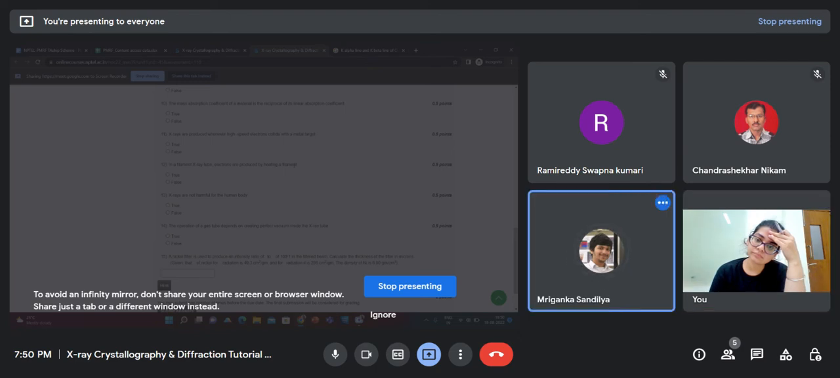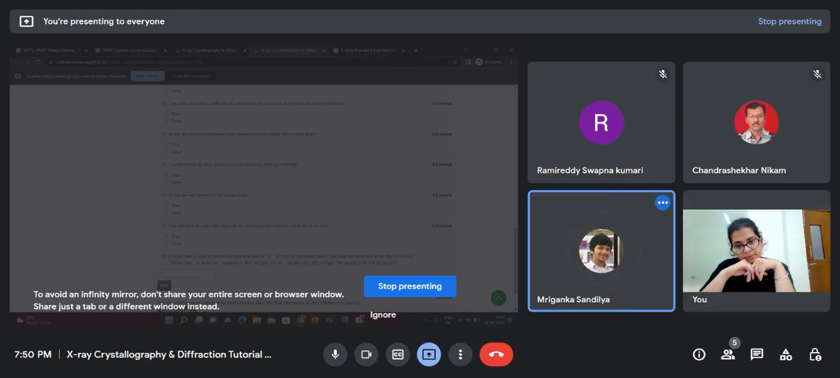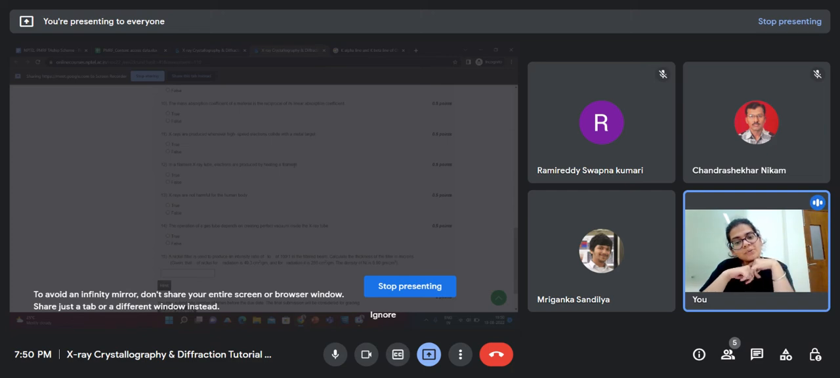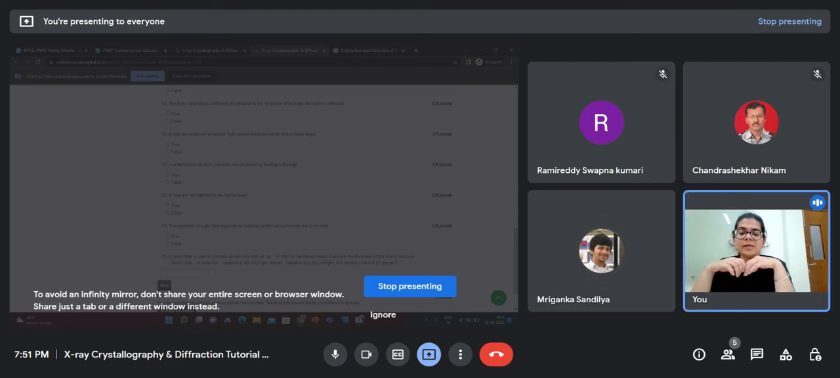Using the cathode. If a cathode is there, if a metal is there, it will produce electrons. No. So what they are asking is that electrons are produced by heating a filament. Is this true or false? Yes, it's true. So if any metal source is there as a cathode, we have to heat that filament to get the electrons.